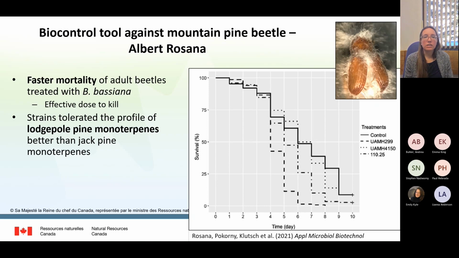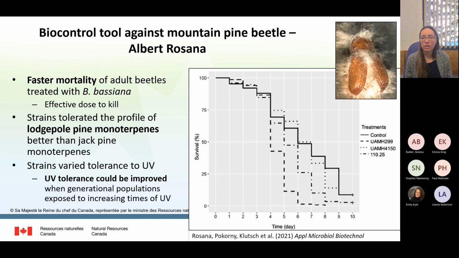He also found that strains of Beauveria tolerated lodgepole pine monoterpenes, that profile of monoterpenes that I first showed you in that heat map, better than the profile of monoterpenes that jack pine had. So that could be a consideration in whether this would be a viable biocontrol when putting it into a jack pine situation, or we might have to find strains that are less sensitive to the jack pine monoterpenes.